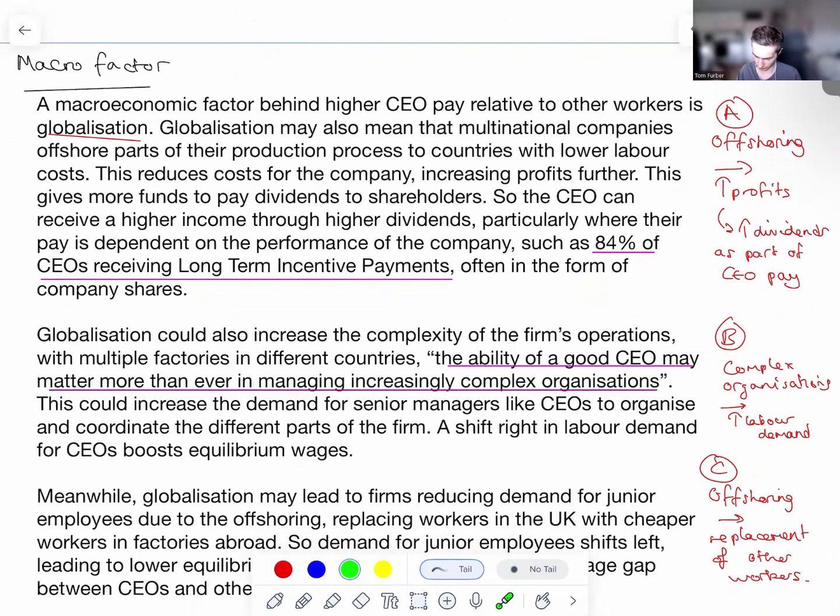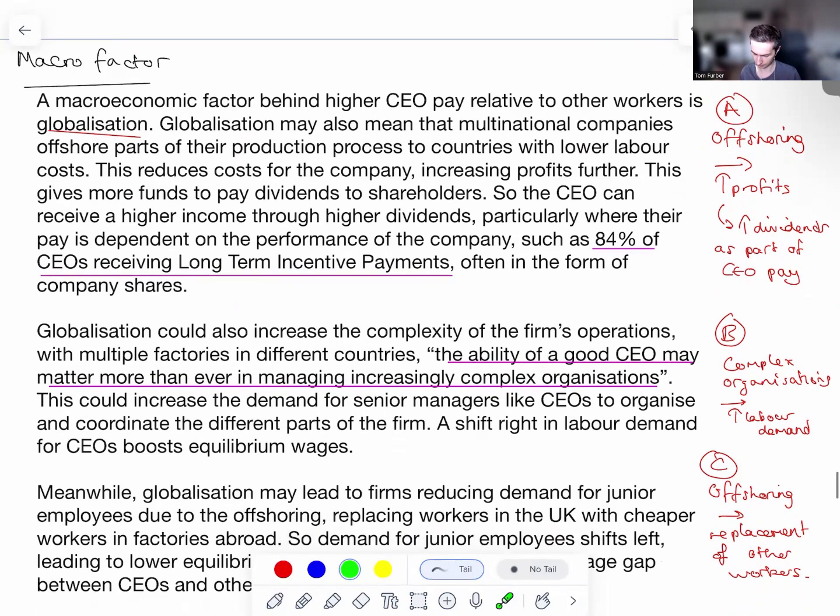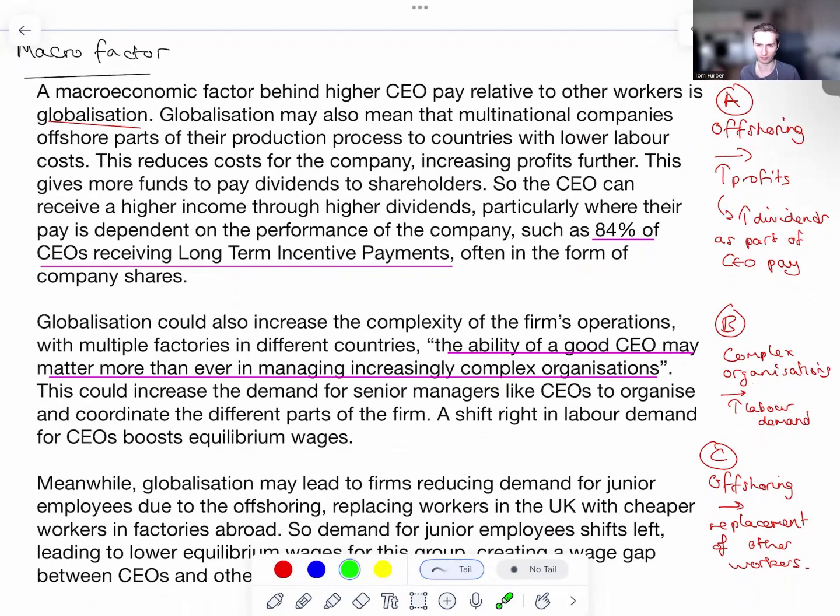So first of all, globalization involves offshoring. So taking your factory and moving it abroad. That means higher profits for the company. That means the CEO may get higher dividends as part of their pay from those profits. Also, with globalization, you have parts of your company in different parts of the world. That means the organization is more complex. That means there's more demand for CEOs to organize and coordinate all those different parts of the firm.